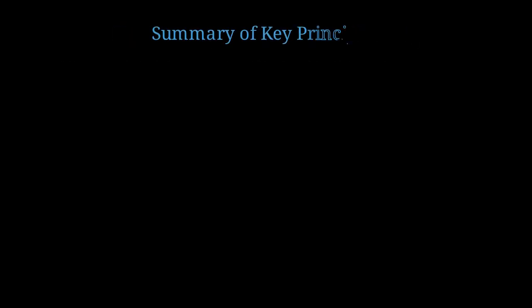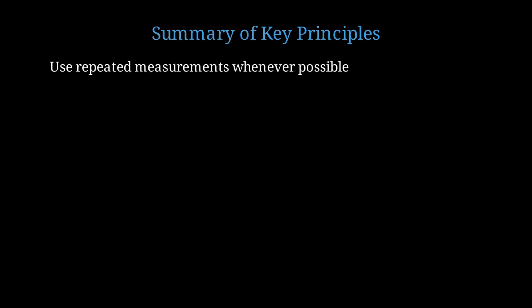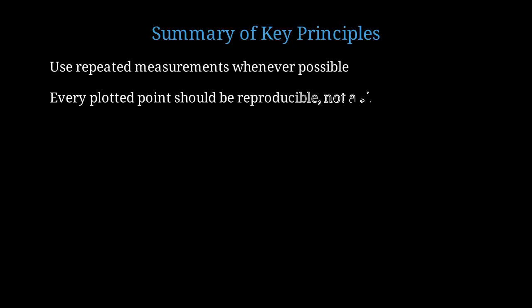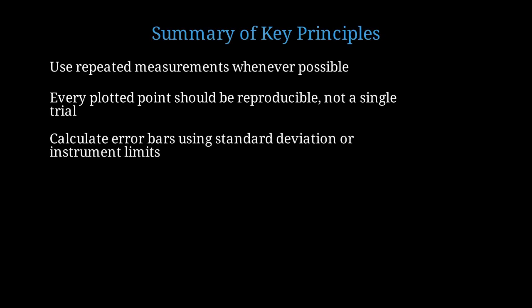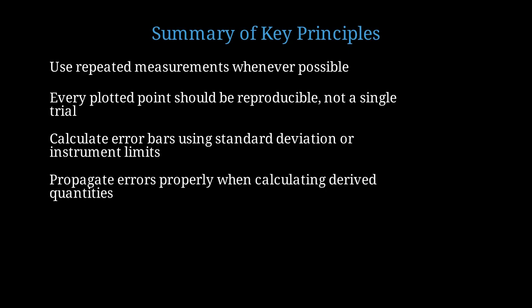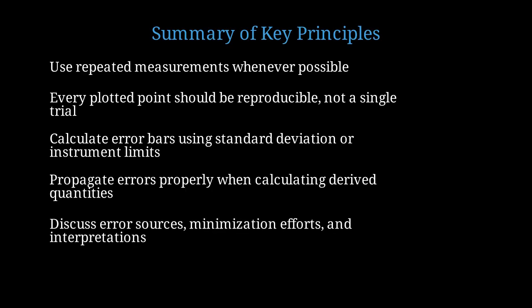Let me summarize the key principles we've covered. Use repeated measurements whenever possible. This captures both instrumental and system variability. Every plotted point should represent the average of multiple trials, making it reproducible. Calculate error bars using standard deviation from repeated measurements or instrument resolution limits. Always propagate errors properly when calculating quantities derived from multiple measurements. In your paper, discuss what contributes to uncertainty, what you did to minimize it, and what it reveals about your system.